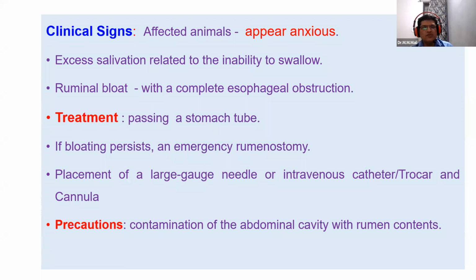So the treatment of this obstruction is always passing a stomach tube, and if the bloat persists, an emergency ruminotomy may be indicated. Placement of a large gauge needle or intravenous catheter or trocarization will help in resolving this obstruction. However, a precaution should always be undertaken, as there is a chance of contamination of the abdominal cavity with the rumen contents.